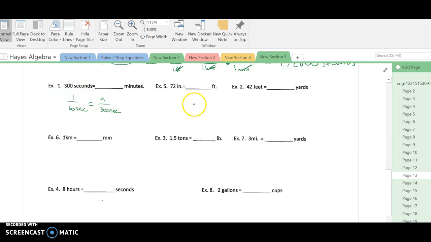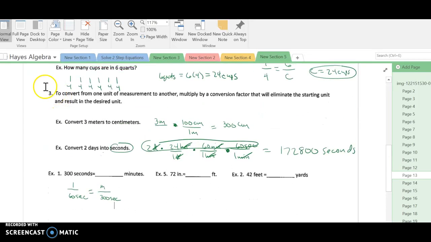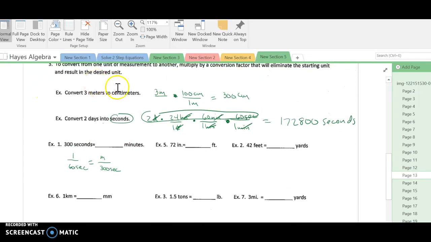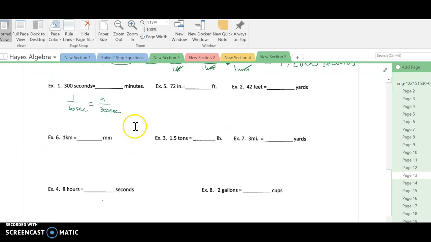Now, what you have to notice and separate is when I look at number 3, that is not using a proportion. So 300 seconds equals how many minutes? Now I can cross multiply here. So I have 60m equals 300 times 1 is 300. When I divide by 60, I get 5 minutes. There are 5 minutes in 300 seconds.